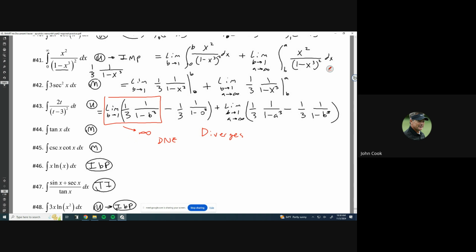Okay, that's it for the improper integrals. That's all of the improper integrals for this worksheet. I hope this was helpful. If not, go seek out your calc teacher, get some help from them.